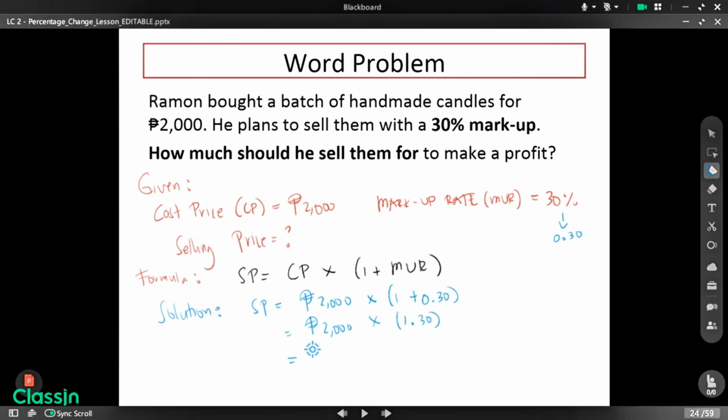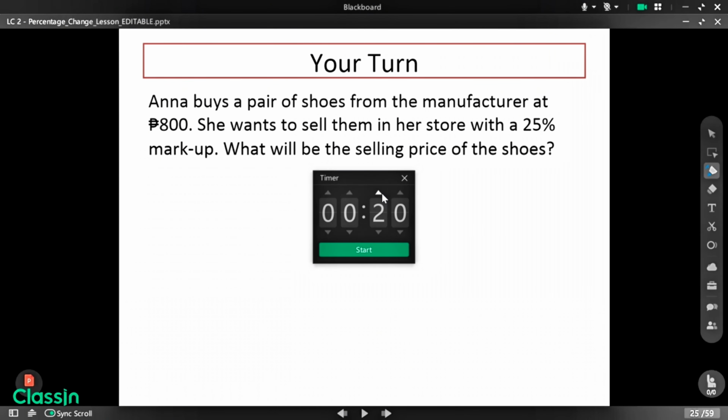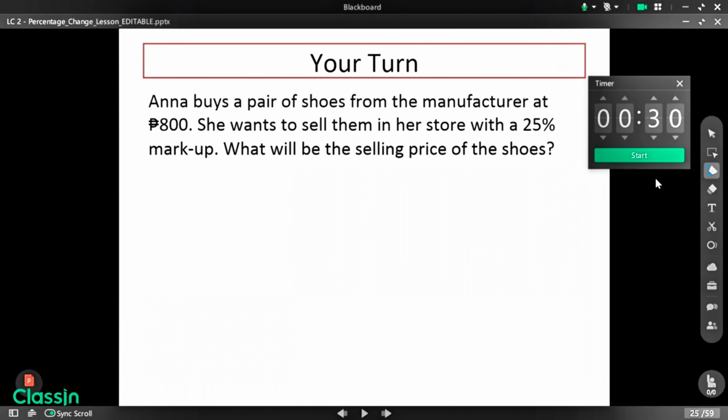The answer is 2,600. So it means that in order for Ramon to make a profit, he needs to sell a batch of handmade candles for 2,600 pesos. Now it's your turn. Would you mind to solve this problem for 30 seconds? Your timer starts now.